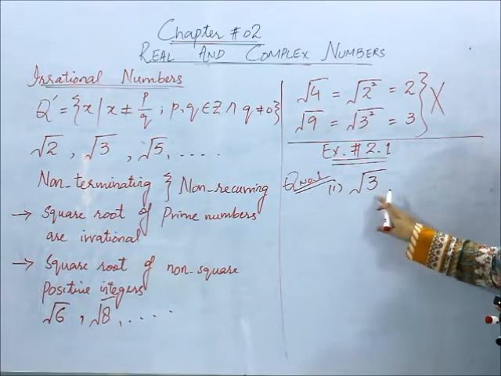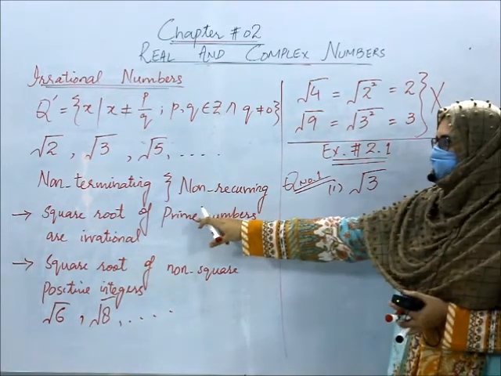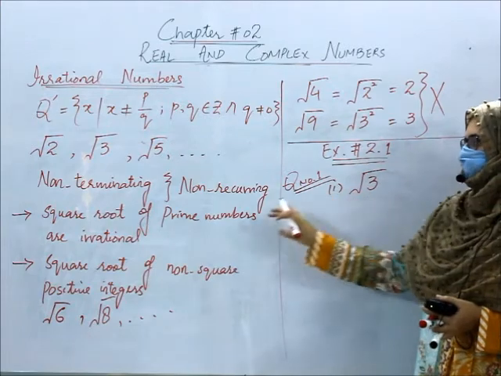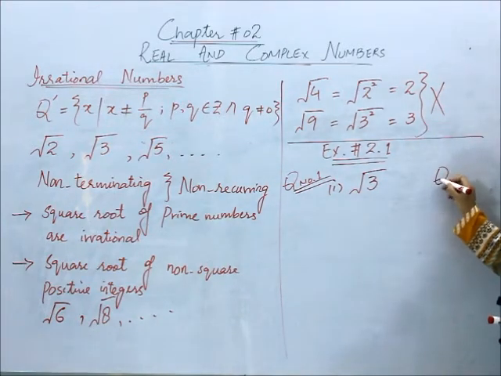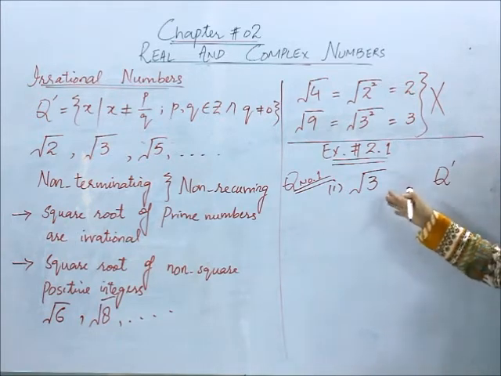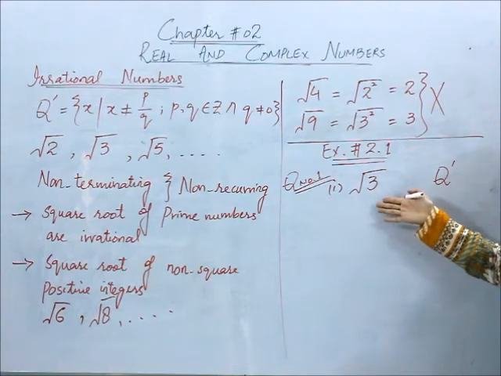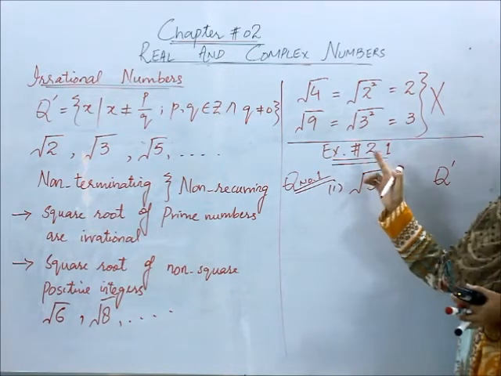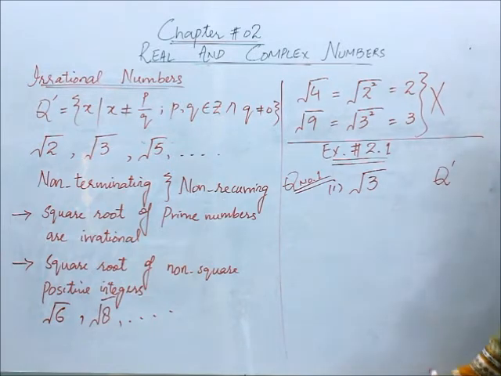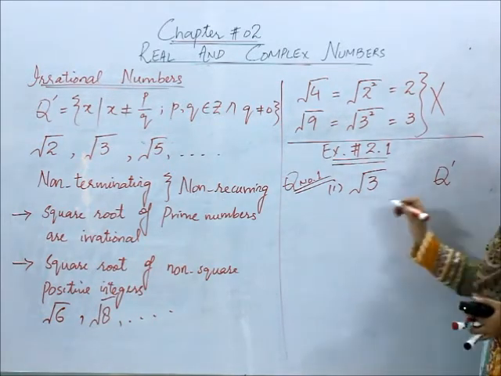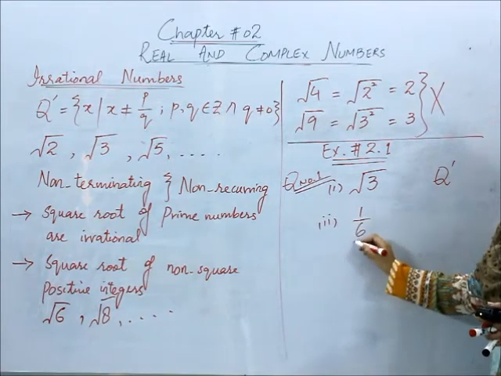Square root of 3, is it rational or irrational? As we have just studied, square roots of prime numbers are irrational. So this is an irrational number. And you can check your answer as well. When you find the square root of 3 from the calculator, your answer would be a non-terminating and non-recurring decimal fraction. So this is an irrational number. So what about the second part? That is 1 by 6.